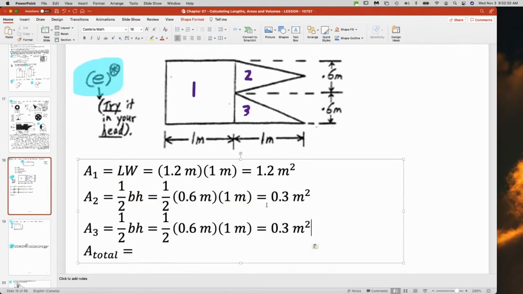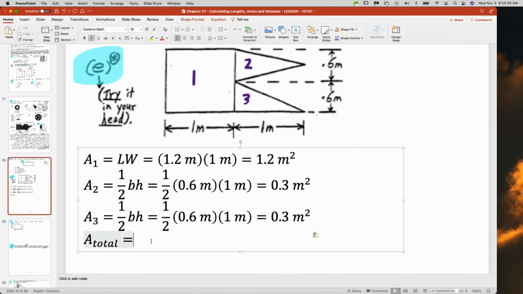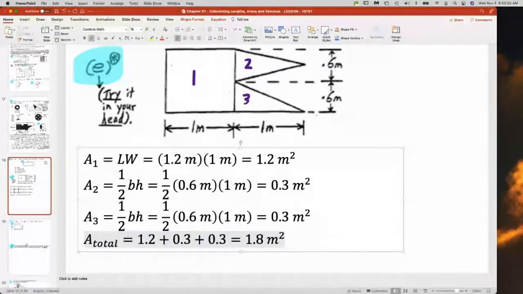Cool. I'm going to copy and paste that for the third one, because even though these triangles look different, they're not the same triangle. They're not congruent. They are the same area because they have the same base and the same height. So we can now do the answer here: 1.2 plus 0.3 plus 0.3 is 1.8. And that was question E.